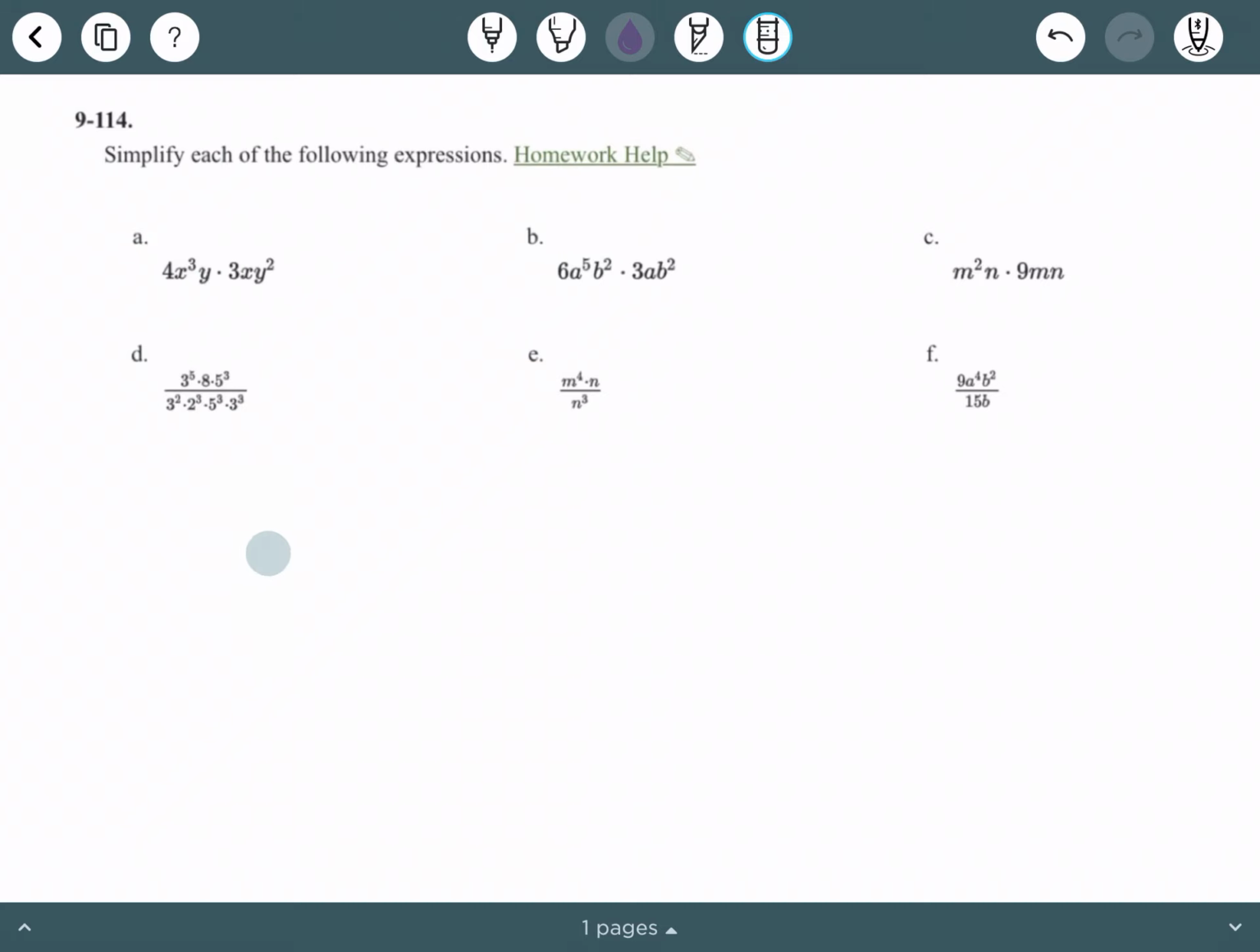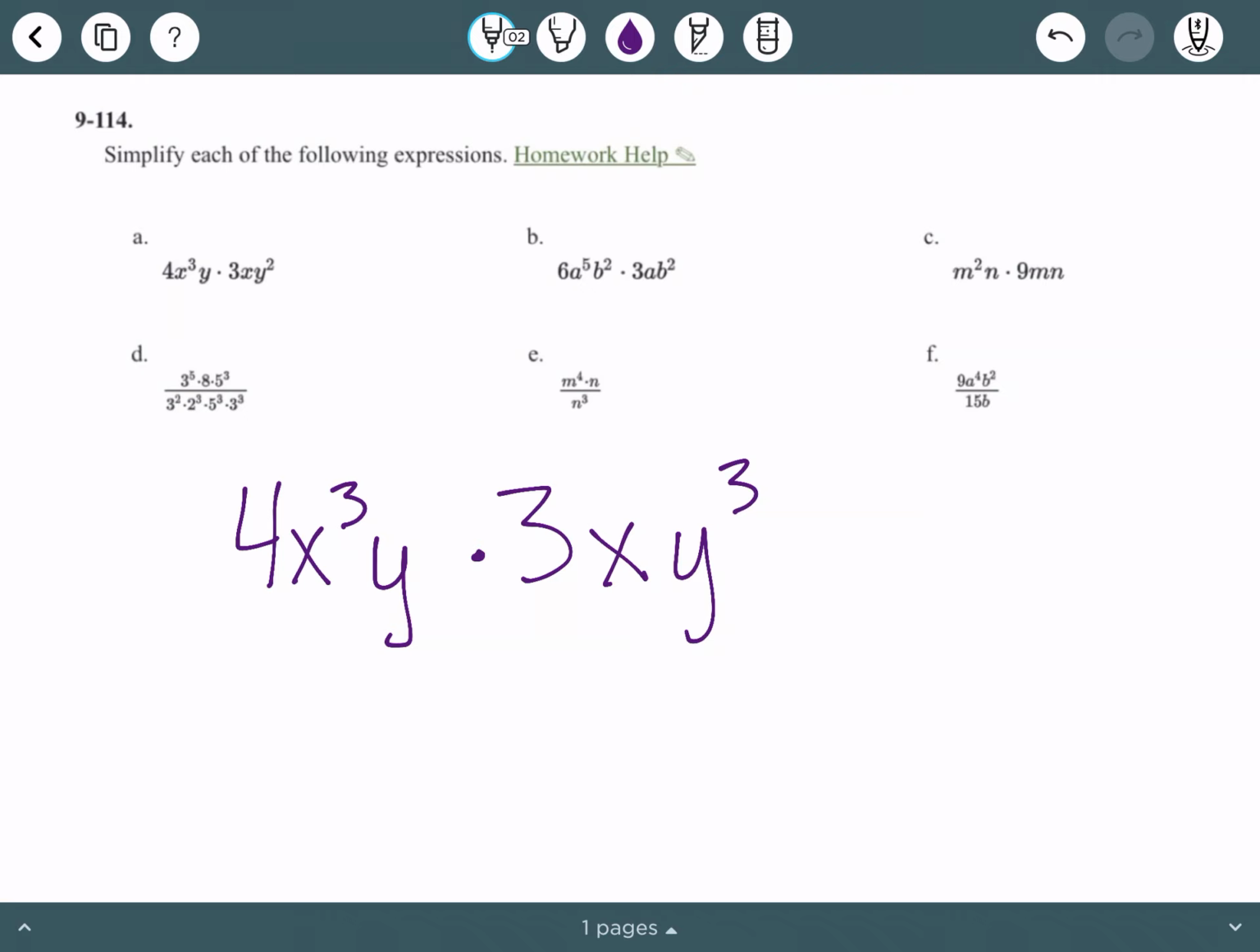So for A, I have 4x to the third y times 3x y to the third. So you want to keep in mind, if it helps you, imagine that in between each of these terms is multiplication. I think that's going to help you a lot.